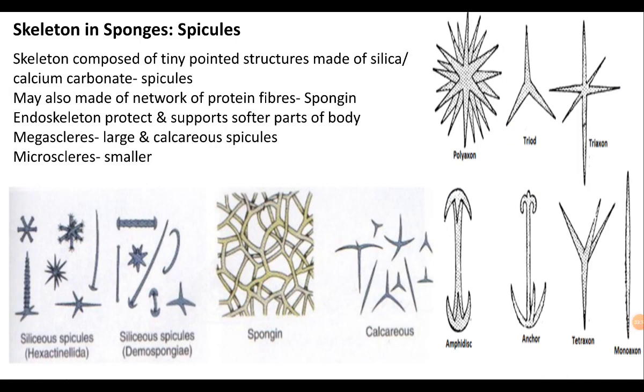Coming to the skeleton in sponges, the soft gelatinous body wall of sponges is protected by an endoskeleton, which is made up of crystalline calcareous or glassy spicules, and they are present in the mesenchyme. These spicules are secreted by specialized mesenchymal cells or amoeboid cells called scleroblast cells. They may be composed of either calcium carbonate or silica or a mixture of both.